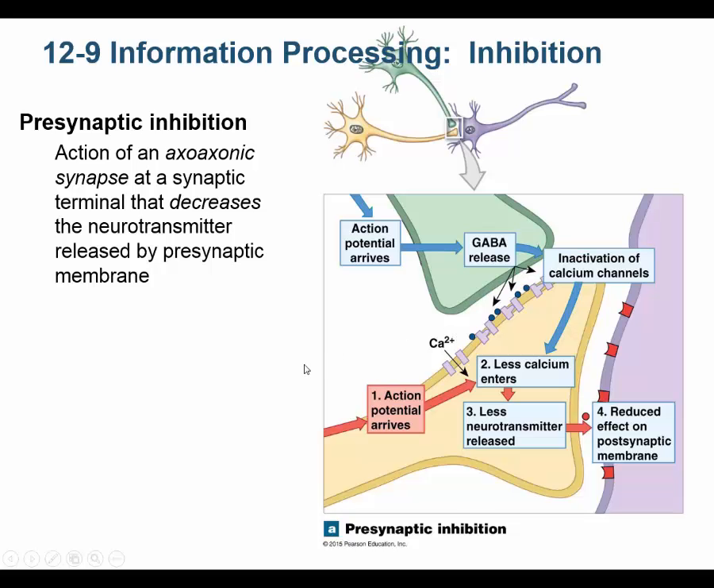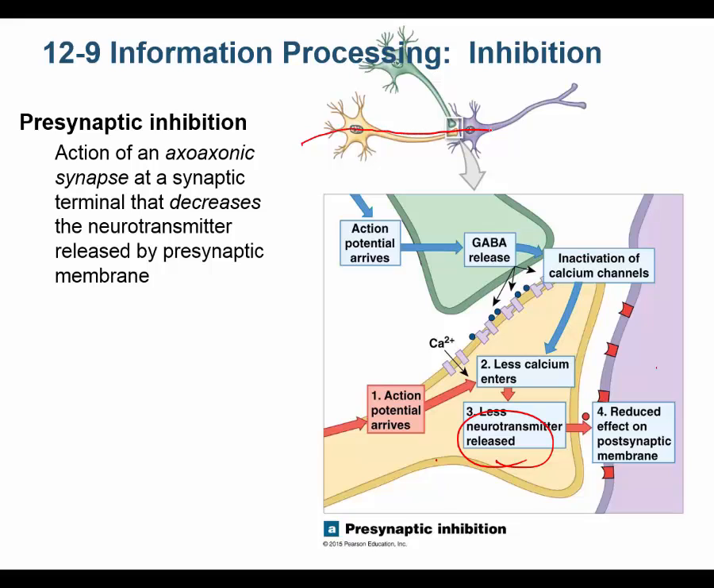All right, so more information processing going on. In addition to all of that, we can also affect how much neurotransmitter is released from the presynaptic neuron to the postsynaptic membrane. We can affect that. And what happens is this.